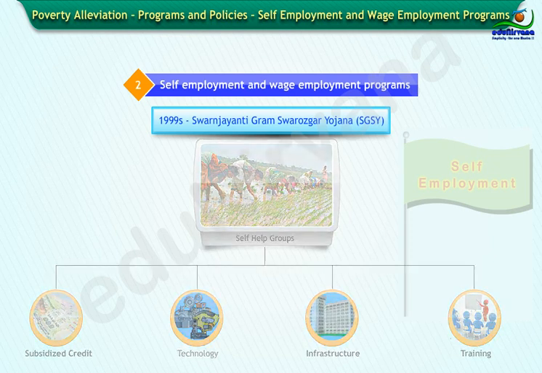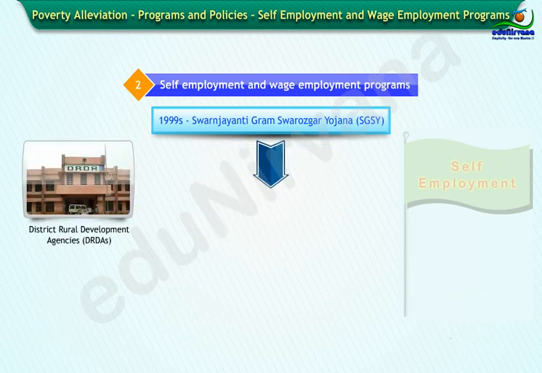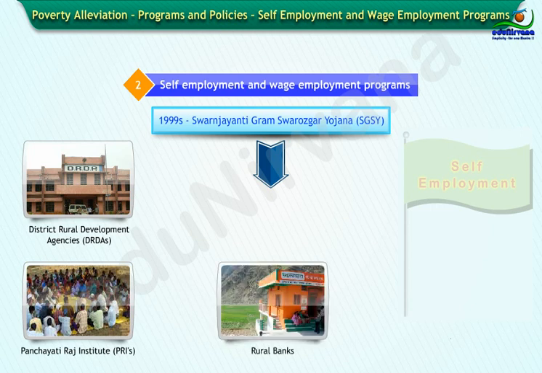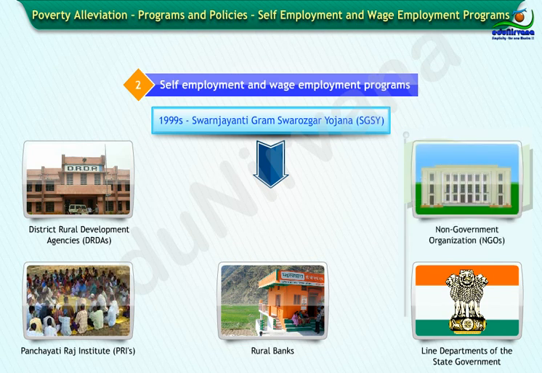Implementation. The SGSY is implemented by the District Rural Development Agencies, DRDAs, with the active involvement of Panchayati Raj Institutions, PRIs, banks, line departments of the state government and non-government organizations, NGOs.